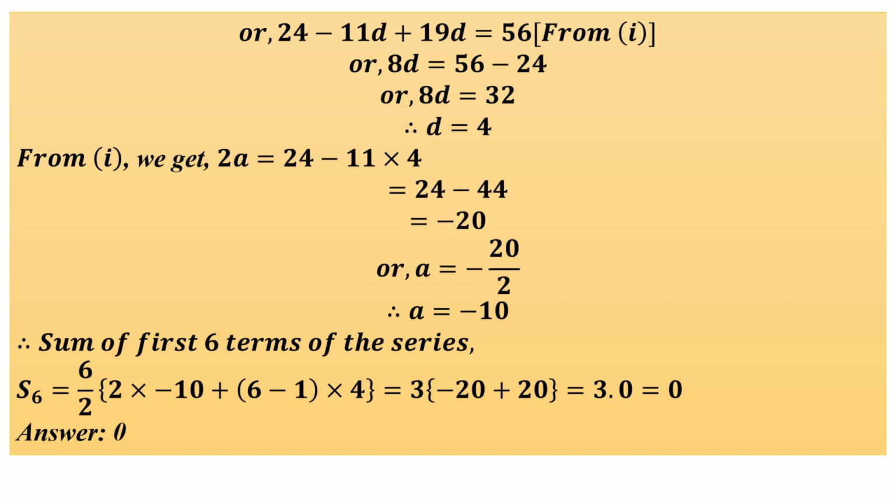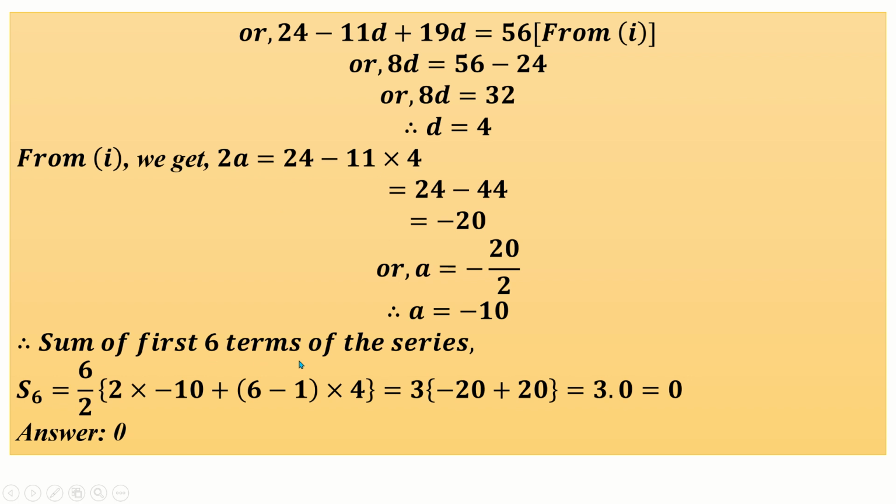Now putting the value of d in 1, so from 1 we get 2a this equal to 24 minus 11 into 4. After calculating, we will get 2a is equal to minus 20, or a is equal to minus 20 divided by 2. Therefore a is equal to minus 10.